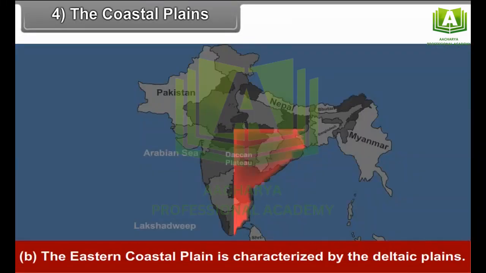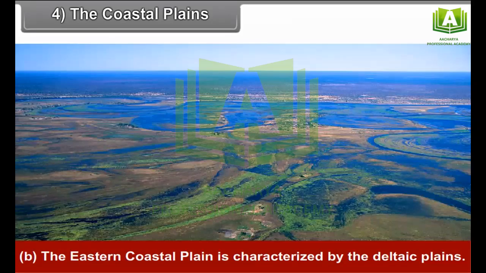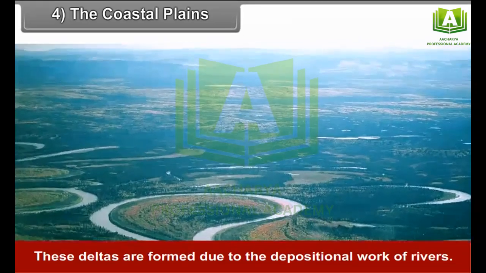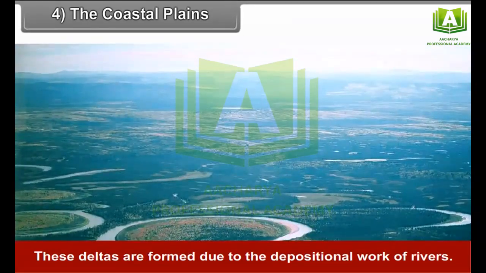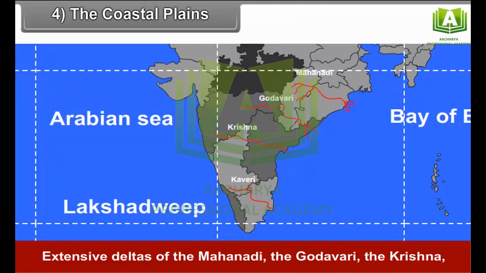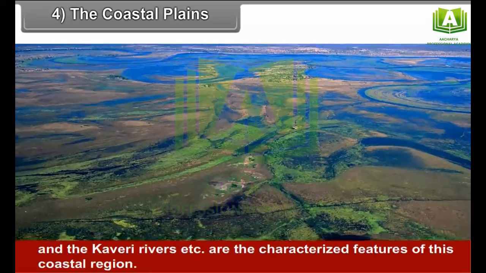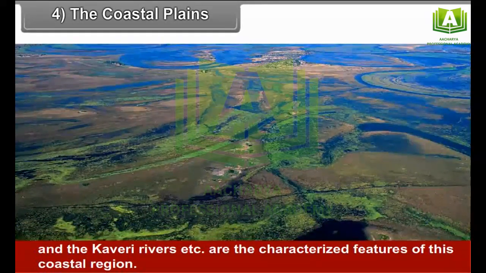The eastern coastal plain is characterized by the deltaic plains. These deltas are formed due to the depositional work of rivers. Extensive deltas of the Mahanadi, the Godavari, the Krishna, and the Kaveri rivers, etc. are the characteristic features of this coastal region.